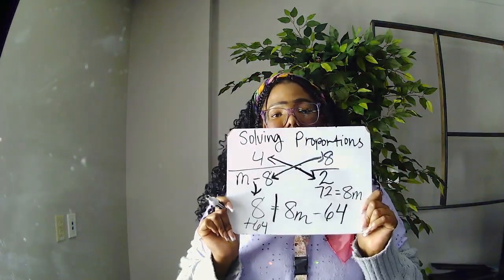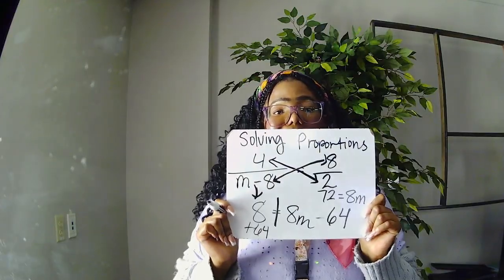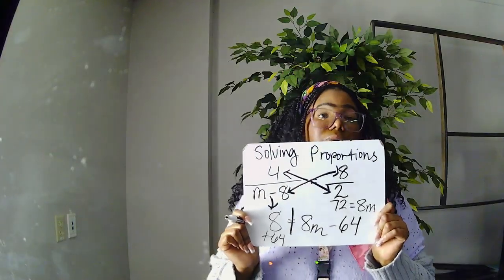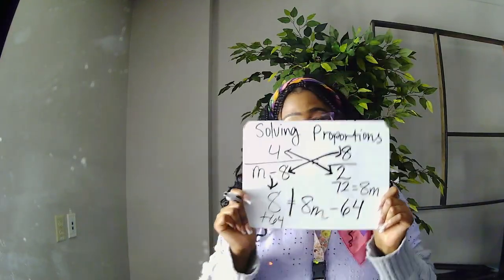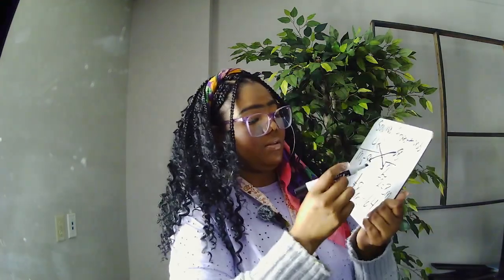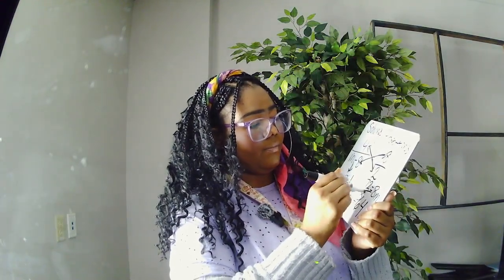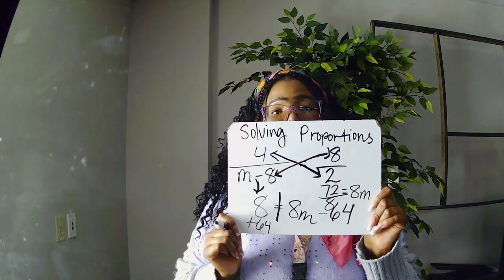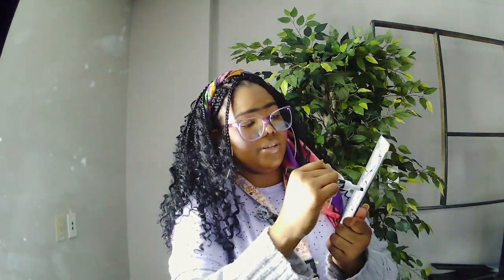The very last step I want to do here is to divide. You want to isolate the variable, and currently with the variable is a positive 8. So you want to divide by positive 8. You're going to divide the 72 by positive 8. And then once you do that, 72 divided by 8 is 9, and m is equal to 9. And that will be your final answer.